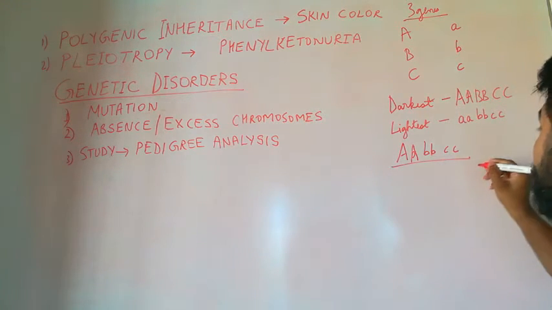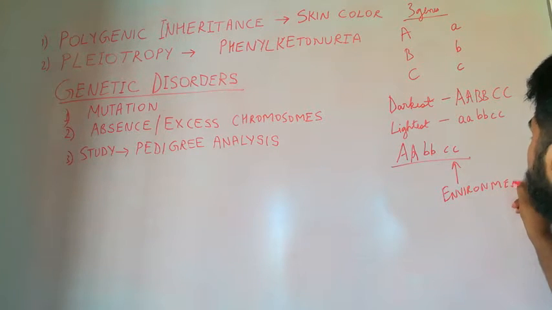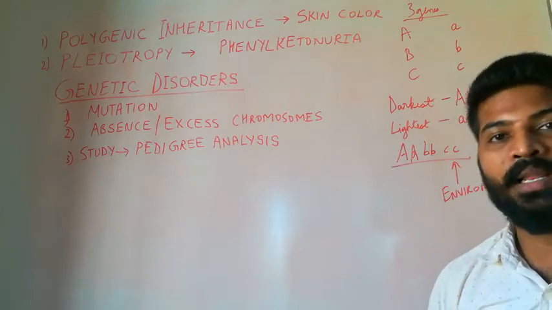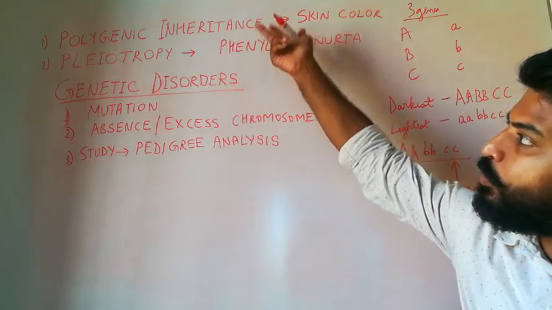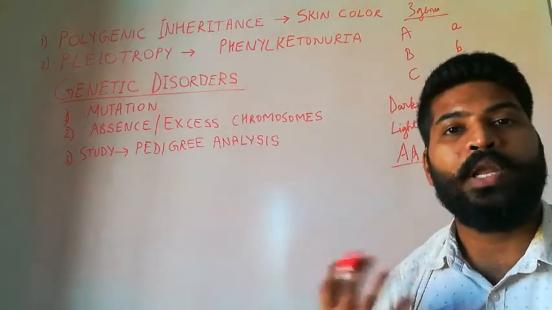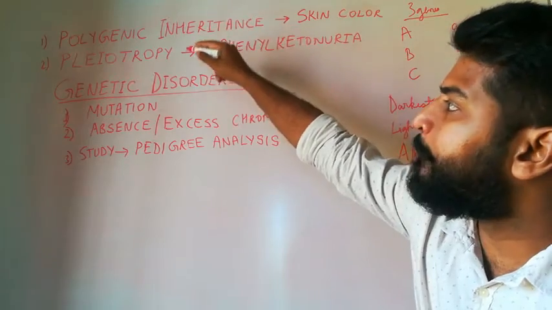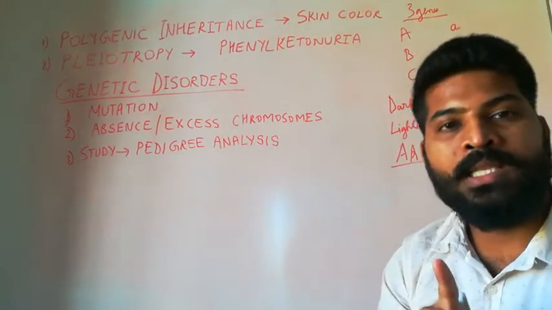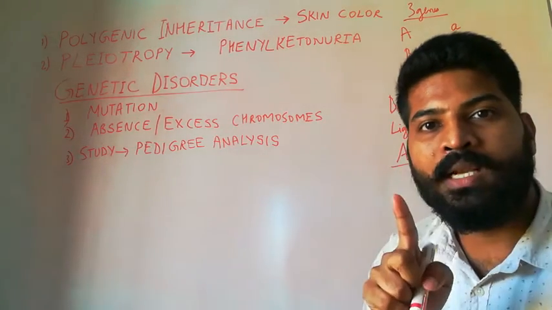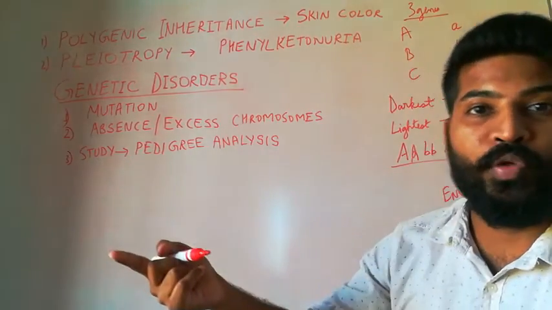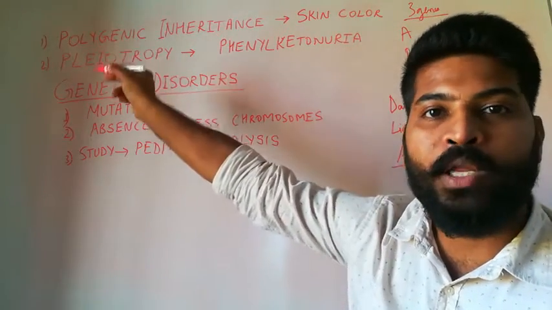Of course, these genotypes are also influenced by the environment. So environment will also have an impact on the skin color. So this is what is called polygenic inheritance. Contrary to polygenic inheritance, we have what is called pleiotropism or pleiotropy. Here in pleiotropy, a single gene is responsible for many phenotypic expressions. So one single gene is responsible for more than one phenotypic expression. That is what is called pleiotropy, and such genes are called pleiotropic genes.